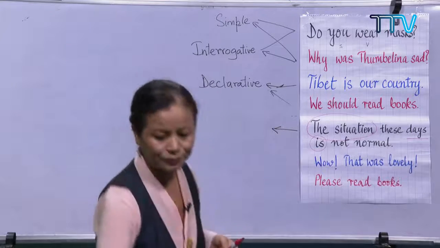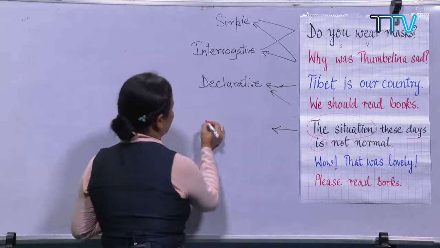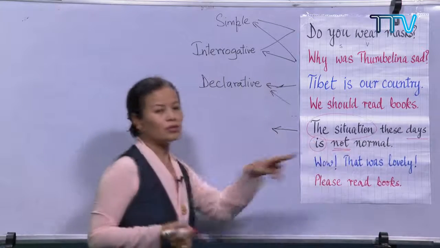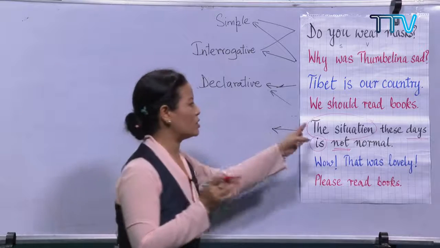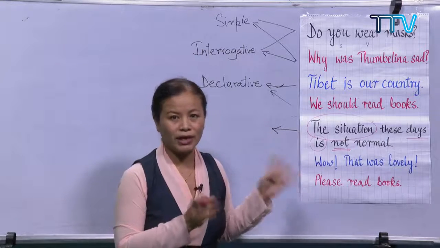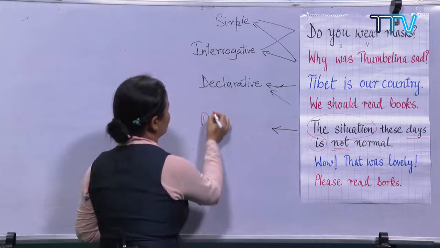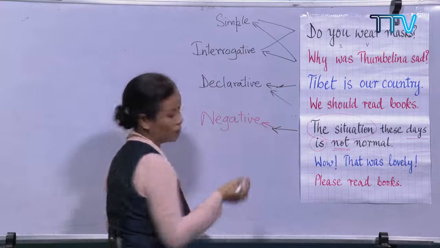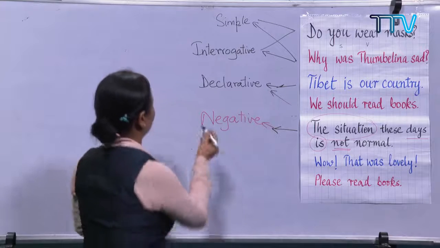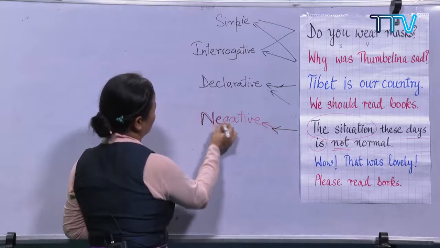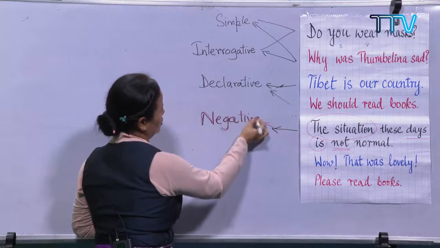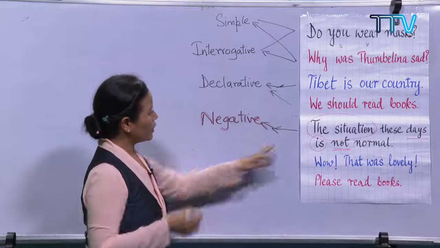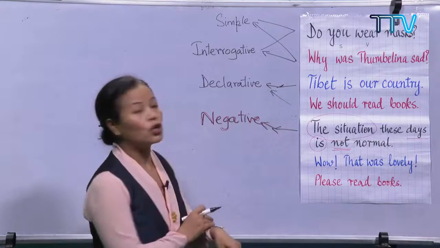So this particular word, not, shows a negative thing. Okay, the situation these days is not normal. So this is a negative sentence. Okay, negative. Let me write in black, it's more clear. I think this is visible. Are you able to see this? Is it clear now? Negative. Okay, the situation these days is not normal.